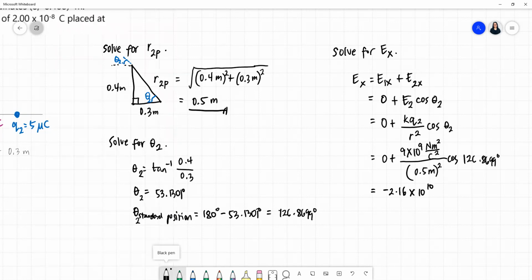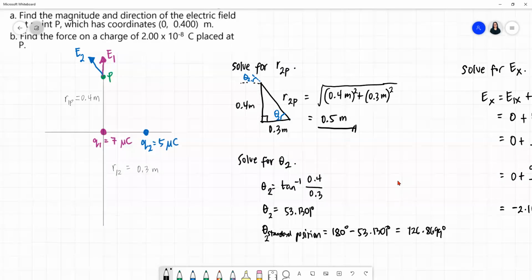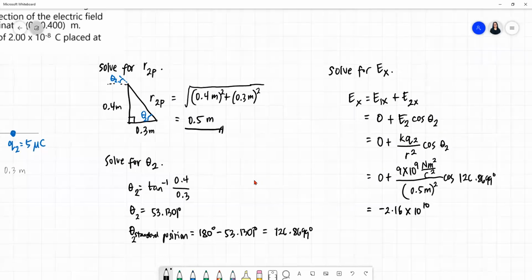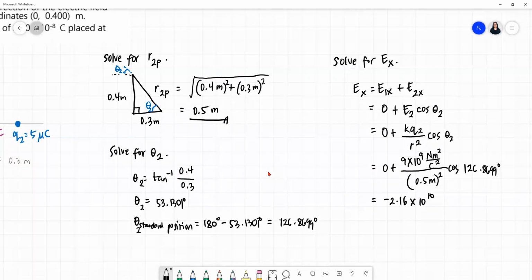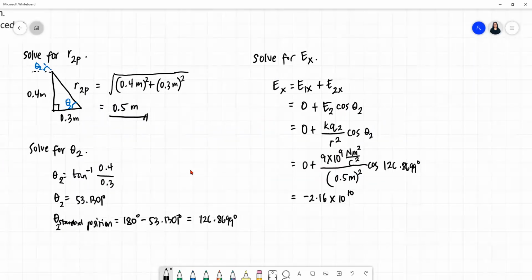Okay, that would be, in meter squared, cancelled out. And we still have the Q2. Sorry for that, I forgot to write the Q2. So let's do K times Q2, which is 5 microcoulombs, or 5 times 10 raised to the power of negative 6 coulombs. So let me put that here.